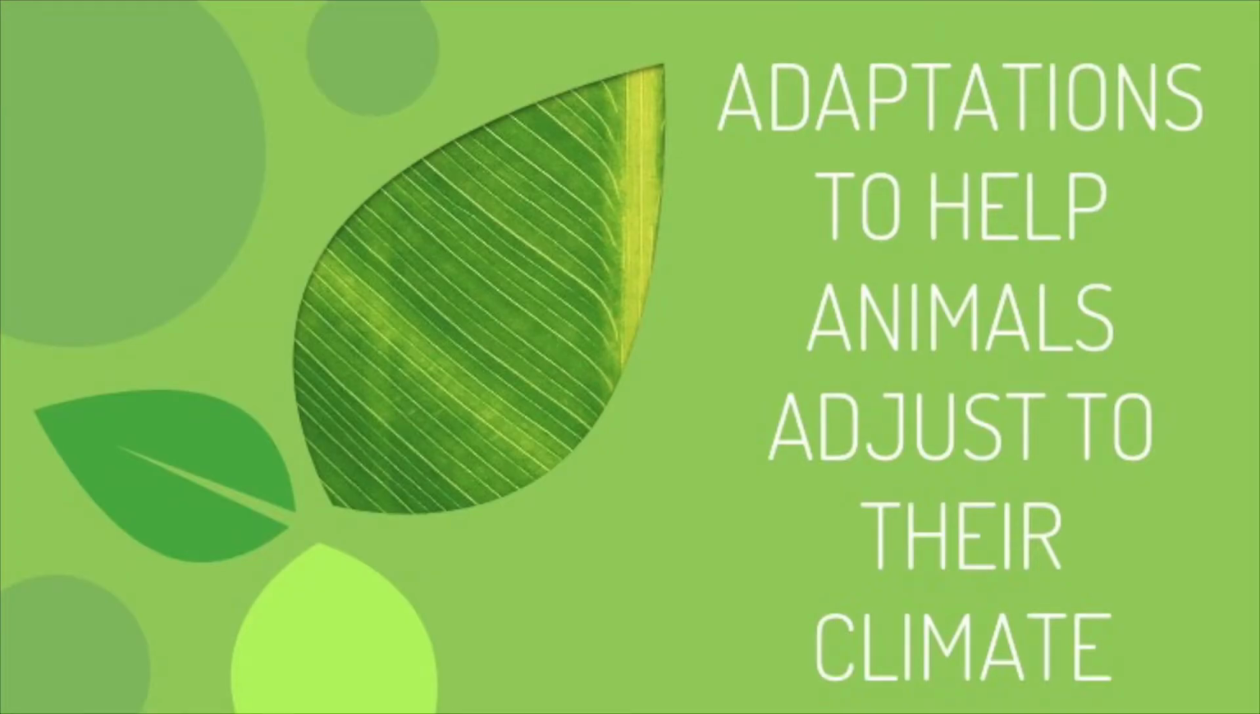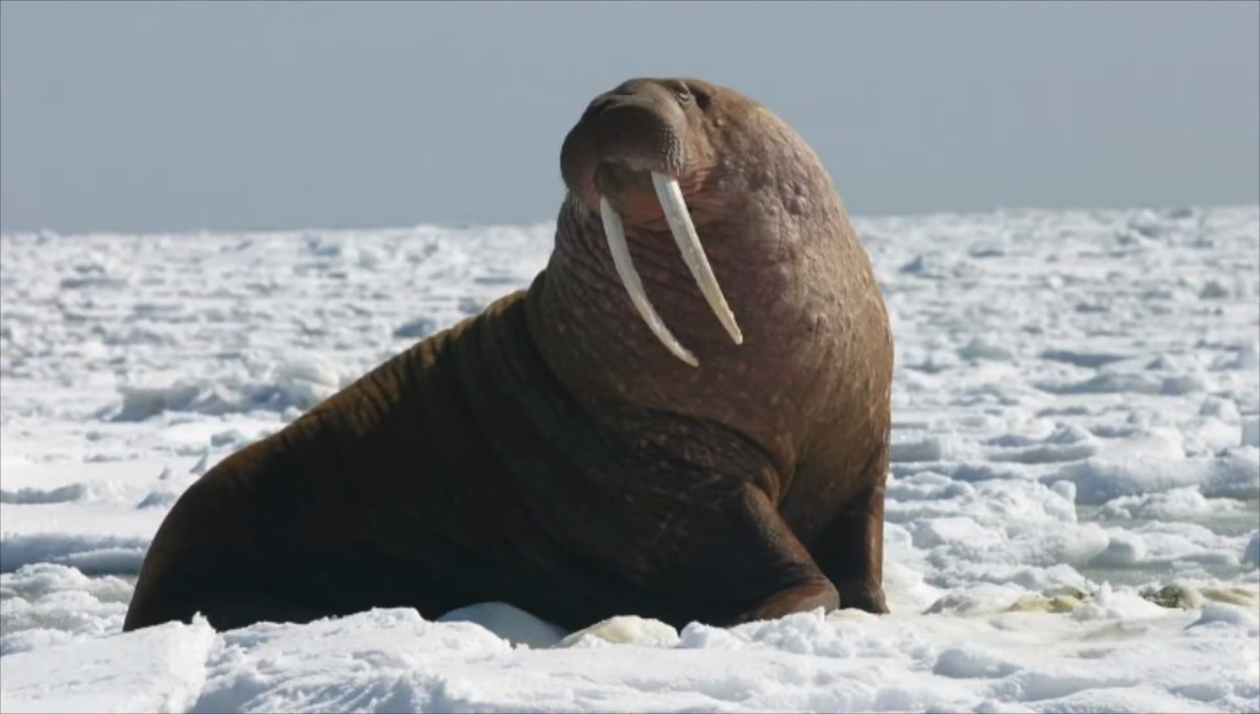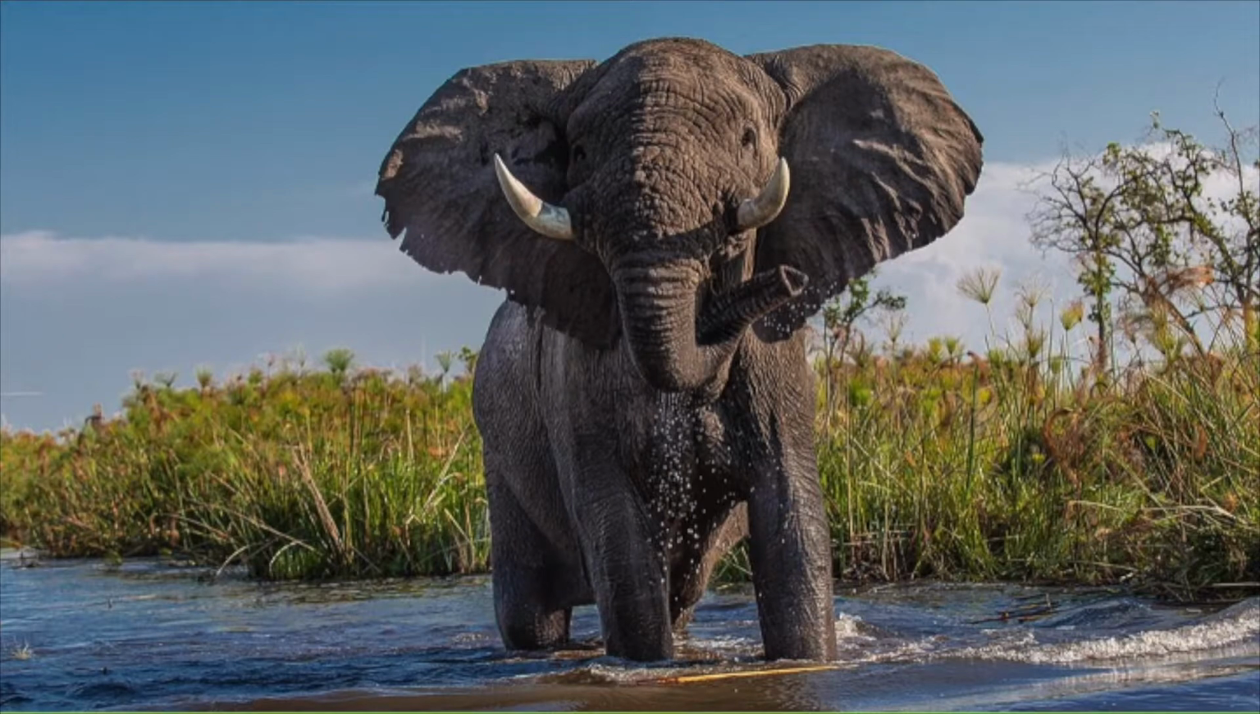Like we saw with the camels, lots of animals have adaptations that help them adjust to the hot or cold climate they live in. Walruses have blubber to help them survive in cold climates. Some animals, like elephants, have big ears that help them stay cool in hot climates.